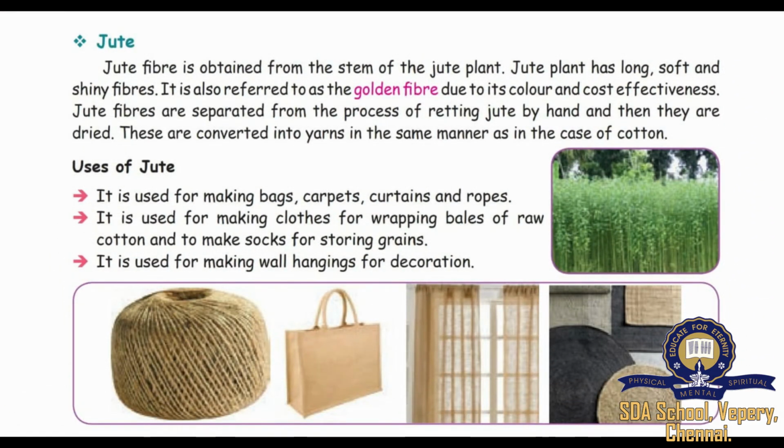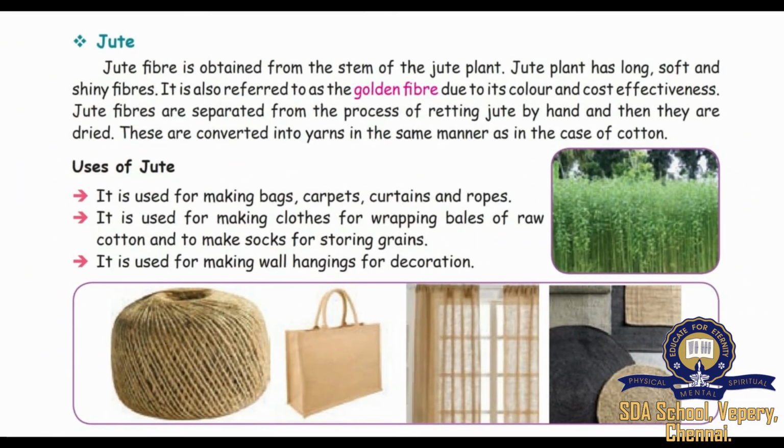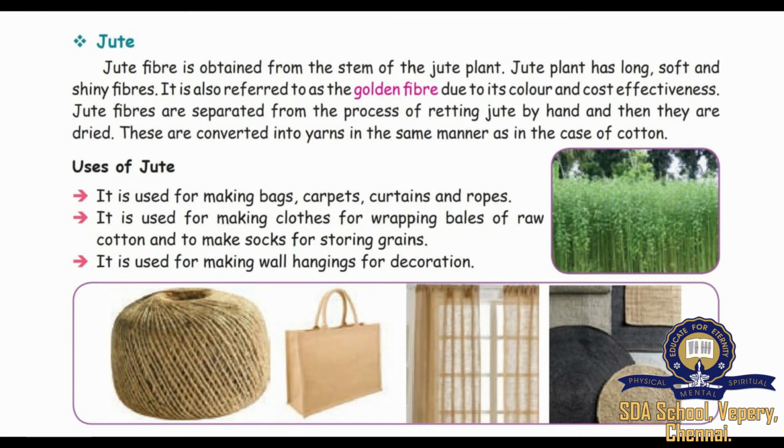How are jute fibers separated? Jute fibers are separated by the process of retting jute by hand and then they are dried. These are converted into yarns in the same manner as in the case of cotton. Uses of jute. Jute is used for making bags, carpets, curtains and ropes. Jute is used for making clothes, for wrapping bales of raw cotton and to make sacks for storing grains. Jute is used for making wall hangings for decoration.